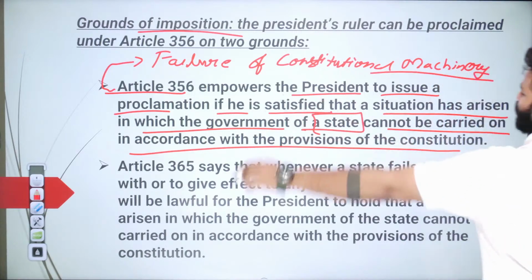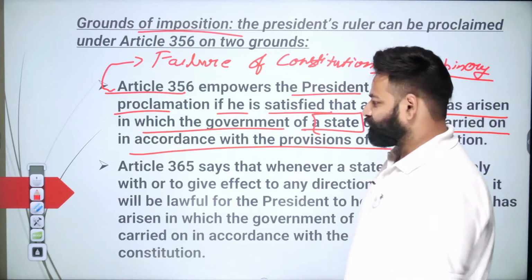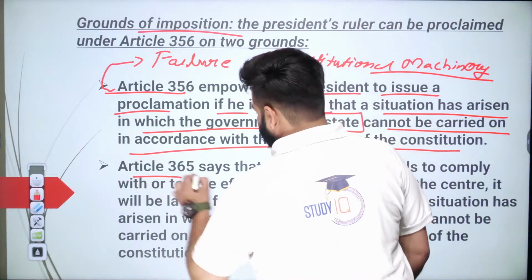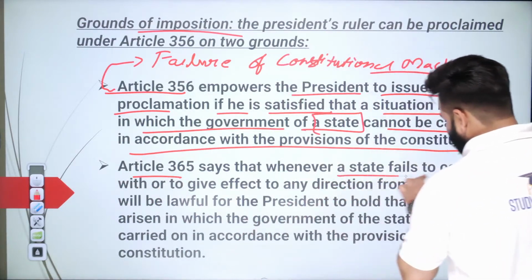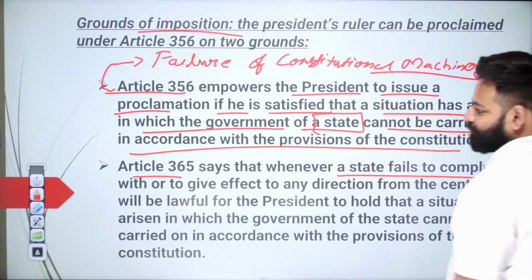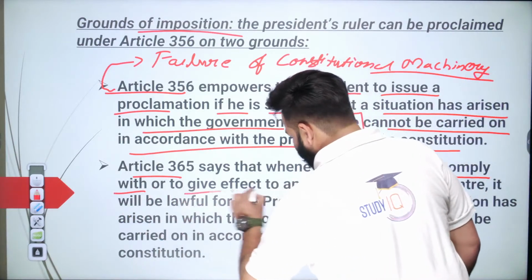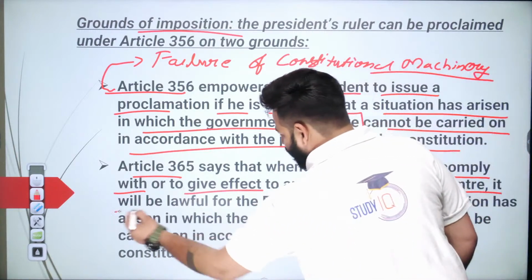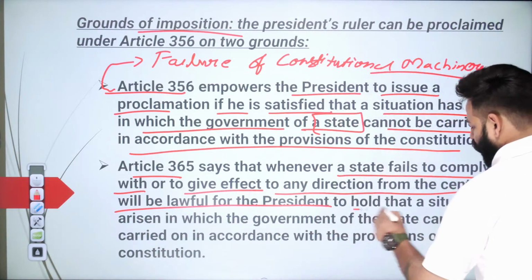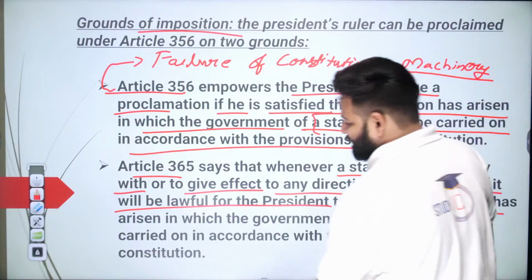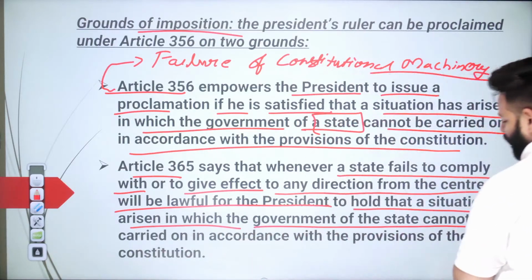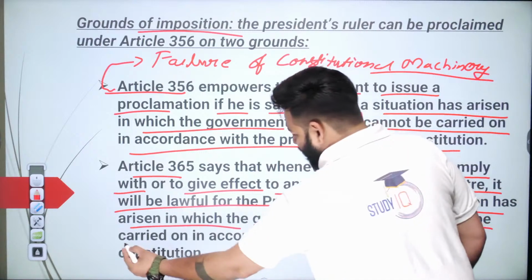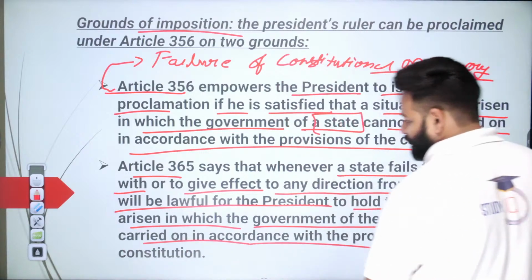and the second one is more executive way, that is Article 365. It says that whenever a state fails to comply with or give effect to any directions from the center, it will be lawful for the President to hold that a situation has arisen in which the government of the state cannot be carried on in accordance with the provisions of the Constitution.